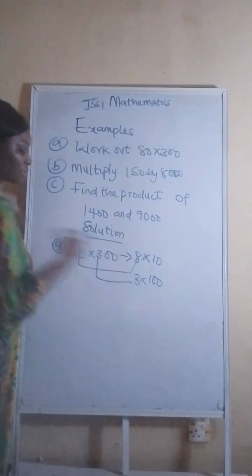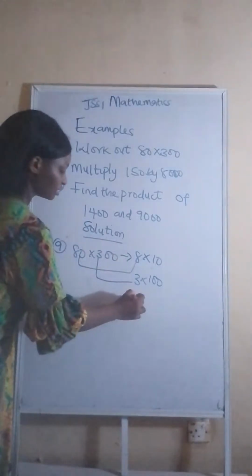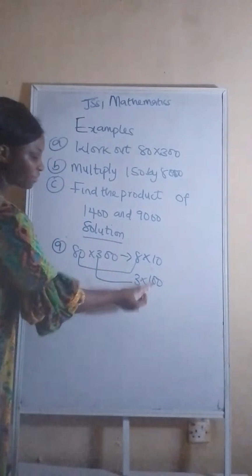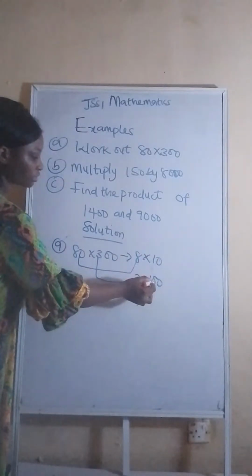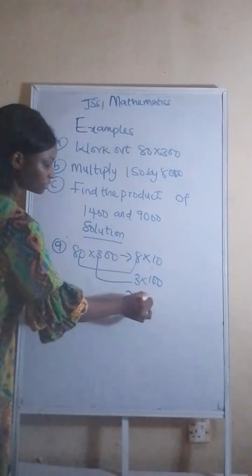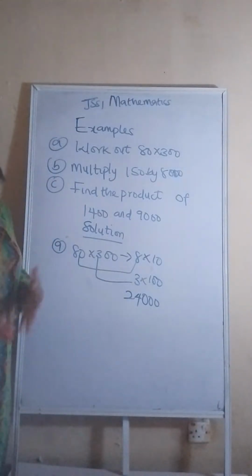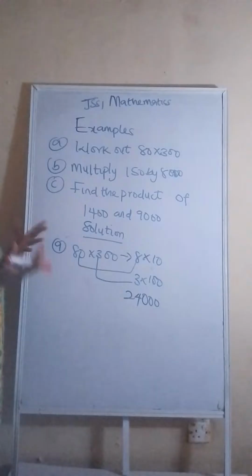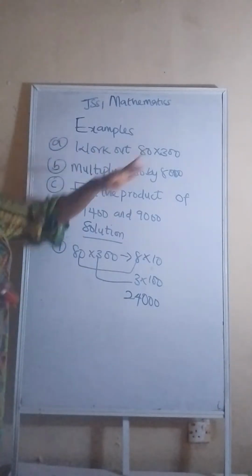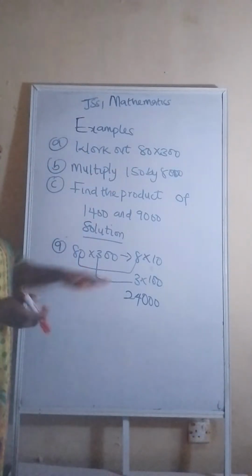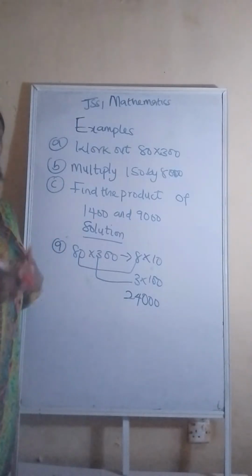8 times 3 will give us 24. How many zeros do we have here? 1, 2, 3. So we have 3 zeros, and we just put them here. And that is the end. It is very, very easy. So if it's complex for you to multiply 80 times 300 just like that, you can just use this method.